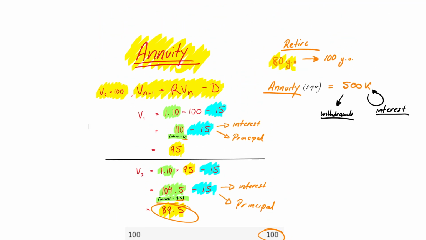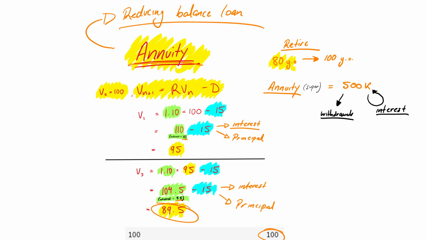Now, hopefully what you've recognized here is that this works exactly the same way as a reducing balance loan. I've even used the same example as the reducing balance loan. The only difference is that this interest that is being generated is money that I'm earning and that I get to now withdraw to live off. But hopefully you can see that an annuity and a reducing balance loan are kind of the same coin, just different sides of the same coin.